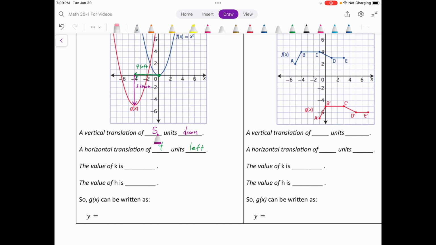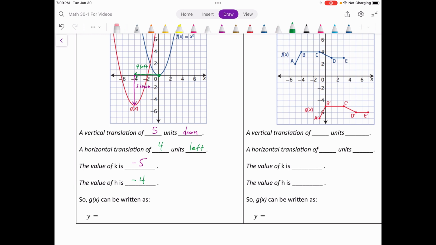If I moved it 5 units down, well, k then must be -5. A vertical translation 5 units downwards means a negative k value of 5. Okay, what about h? 4 units left. So what's our h? Well, how do we move it 4 to the left? We need h to be -4 to slide it 4 to the left. Okay, -4. So what can we write g of x as?